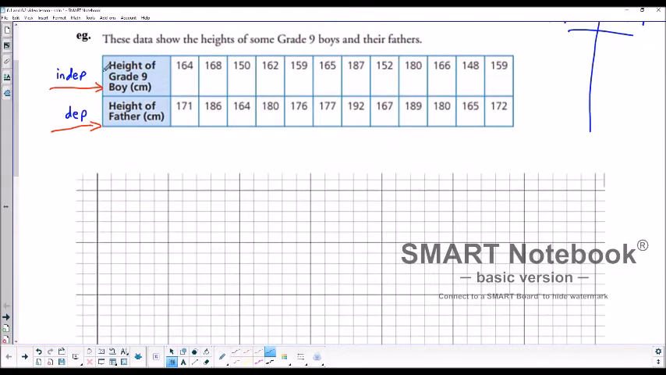So we've got the independent variable up at the top and the dependent down below. We always need a title, so I would say this would be heights of grade 9 boys and their fathers. Sorry about my penmanship, I just want to get to the math part here.